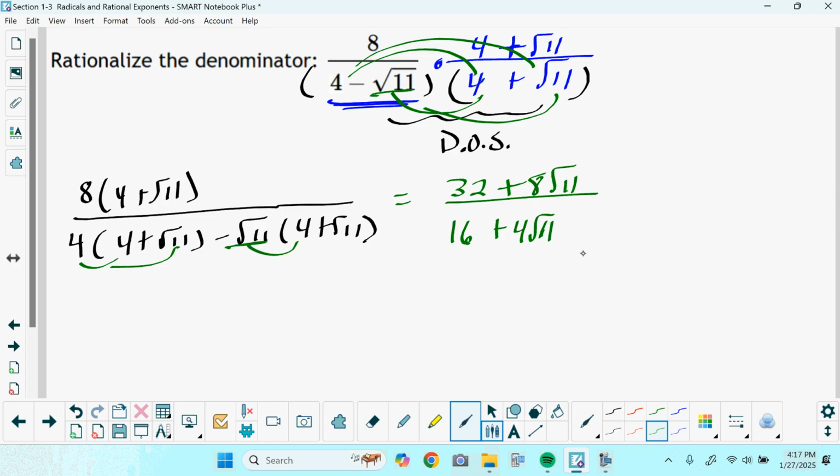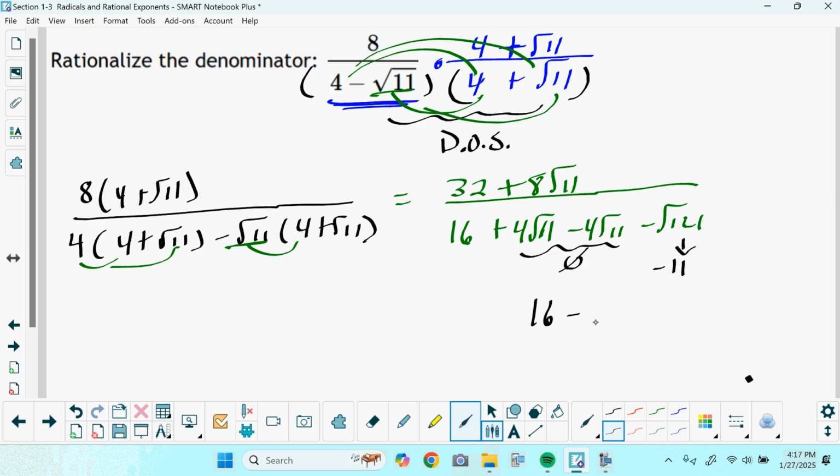And then we'll do this, and that's minus 4 square root of 11. And then we have minus the square root of 121. All right, so these go to 0, and then this becomes negative 11 because 121 happens to be a perfect square. So 16 minus 11 is nothing more than 5. So we have 32 plus 8 square root of 11 over 5.